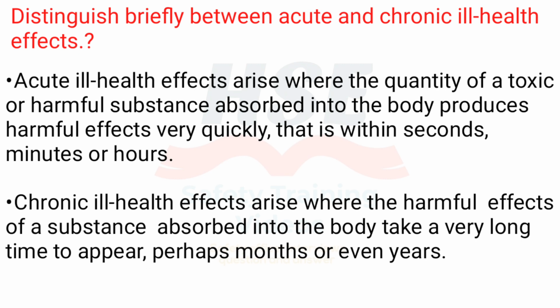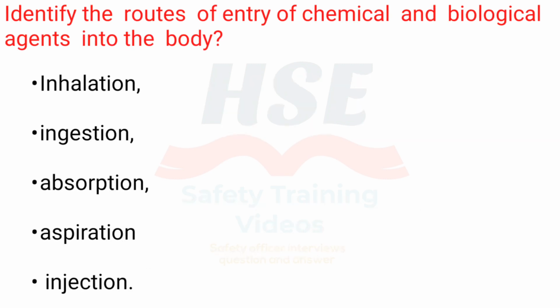Distinguish briefly between acute and chronic ill health effects. Acute ill health effects arise where the quantity of a toxic or harmful substance absorbed into the body produces harmful effects very quickly, that is within seconds, minutes or hours. Chronic ill health effects arise where the harmful effects of a substance absorbed into the body take a very long time to appear, perhaps months or even years.